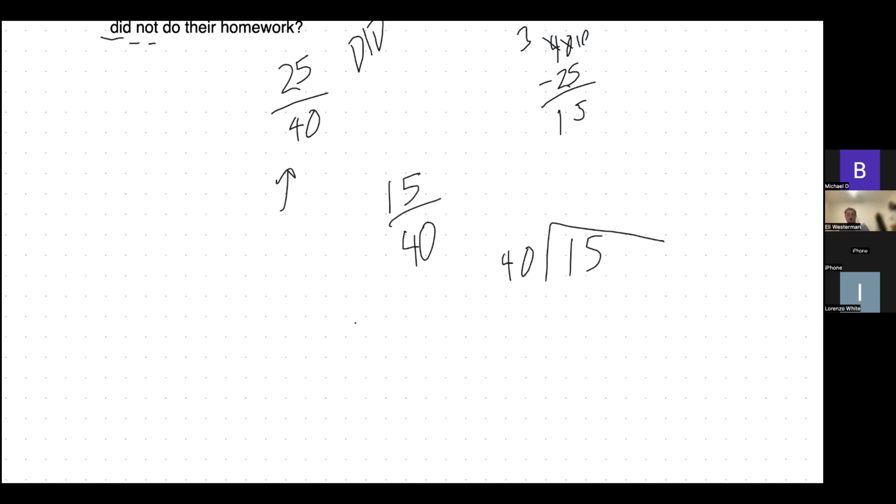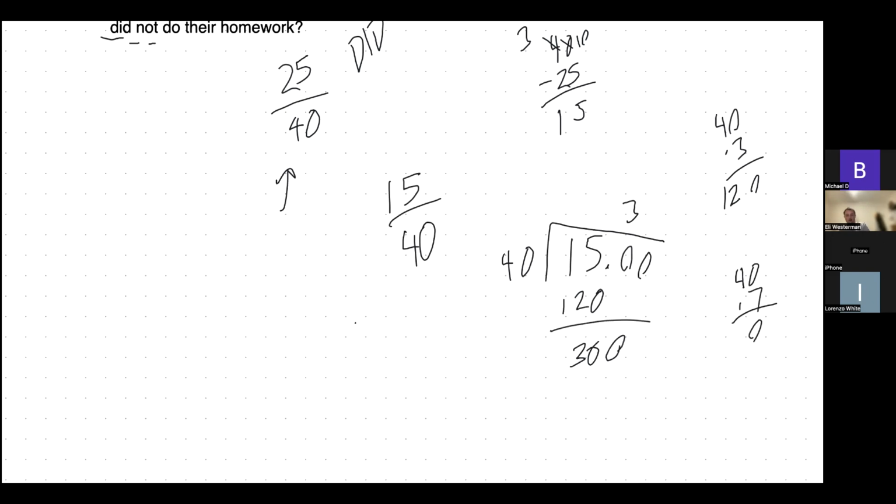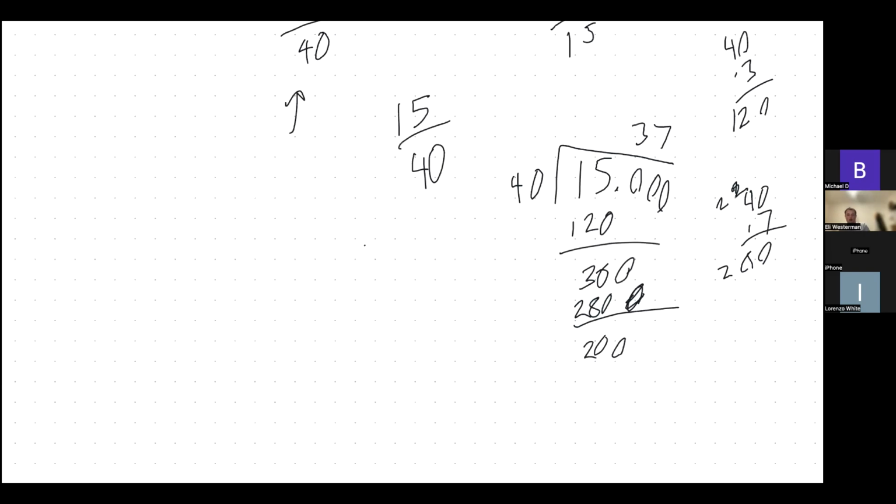At 0, 40 goes into 150. 40 times 3 is 120. We'll get 30. We'll bring down a 0. 40 goes into 300. 40 times 7 is 280. Or actually, we have to subtract, and we get 20. Bring a 0 down. Then 40 goes into 200. 40 times 5 is 200.